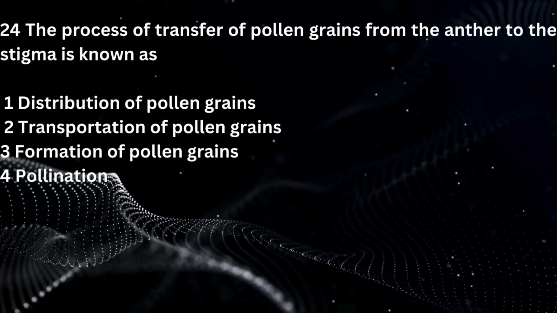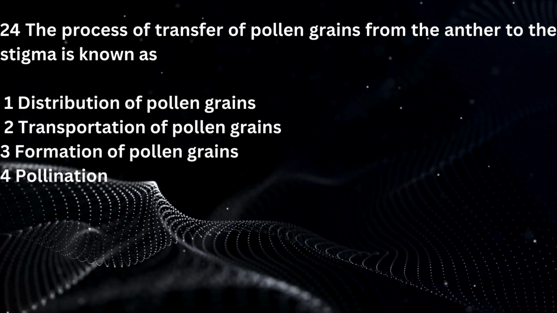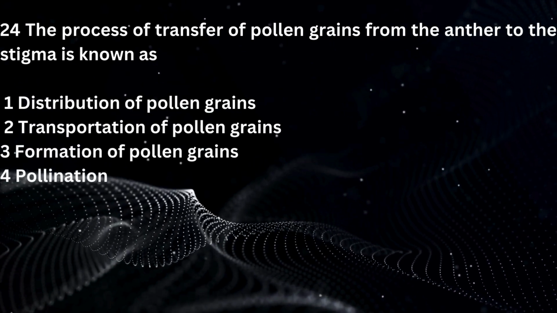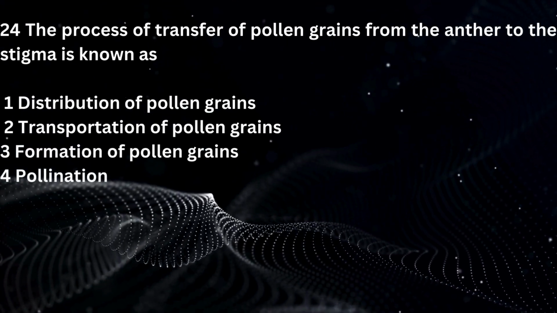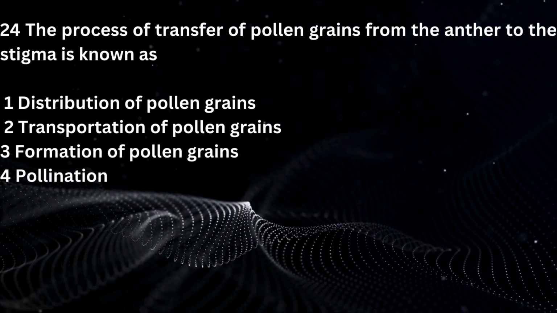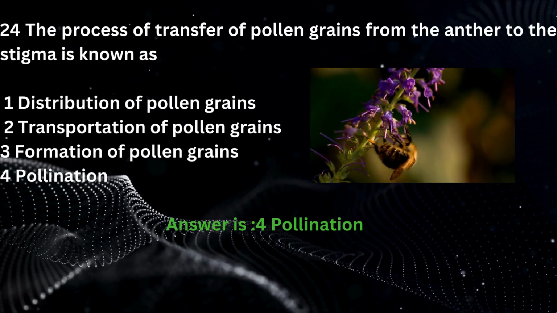Cutting. Question number 24. The process of transfer of pollen grains from the anther to the stigma is known as 1. Distribution of pollen grains. 2. Transportation of pollen grains. 3. Formation of pollen grains. 4. Pollination. The answer is 4.